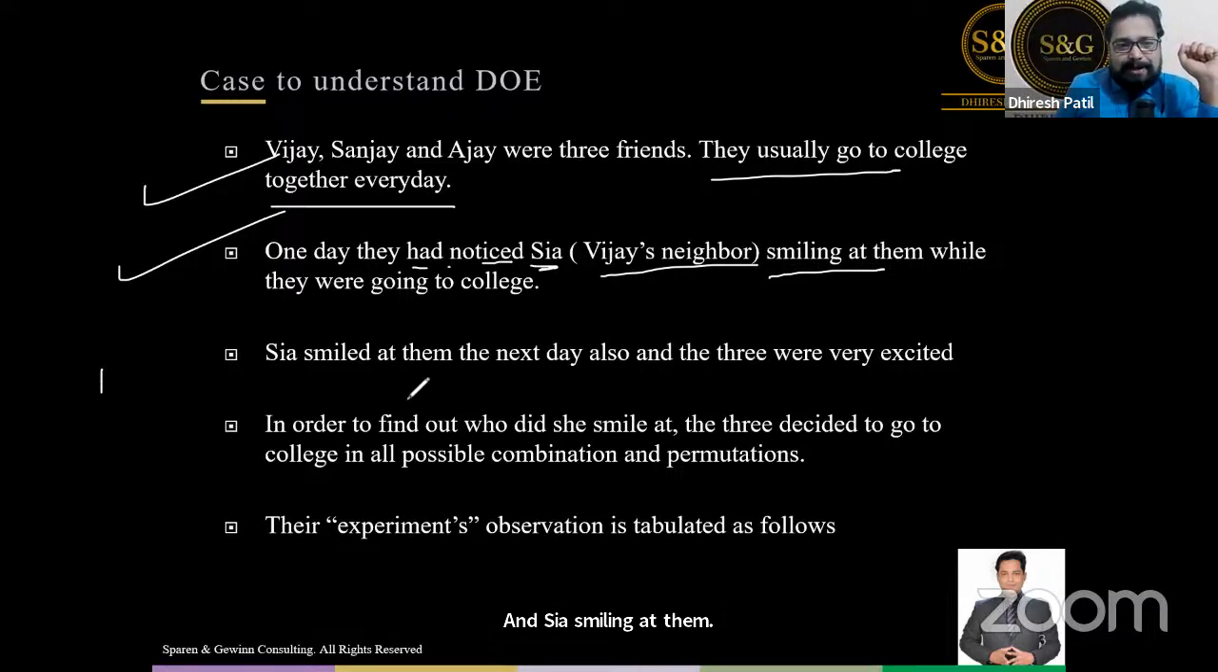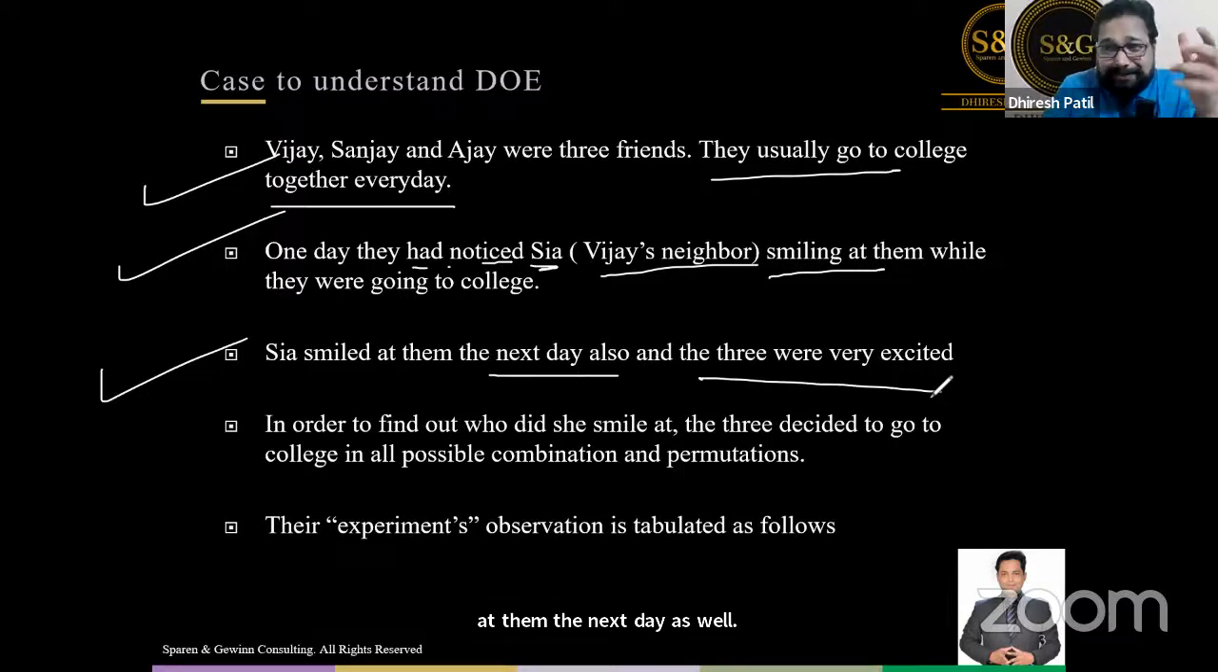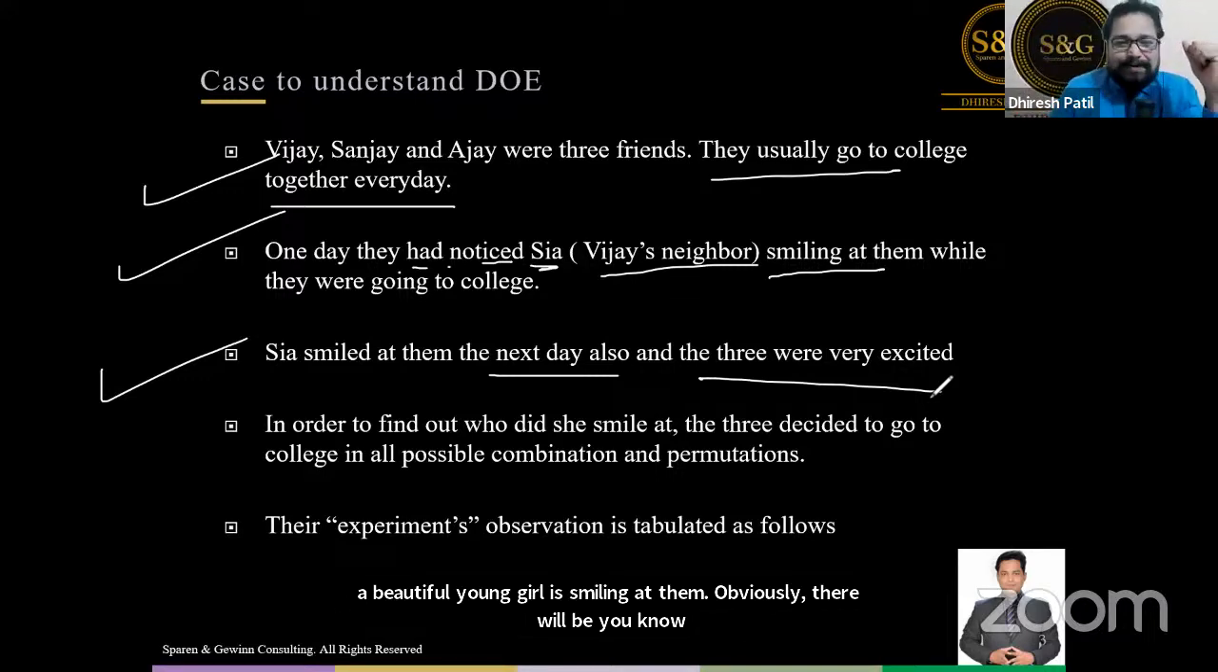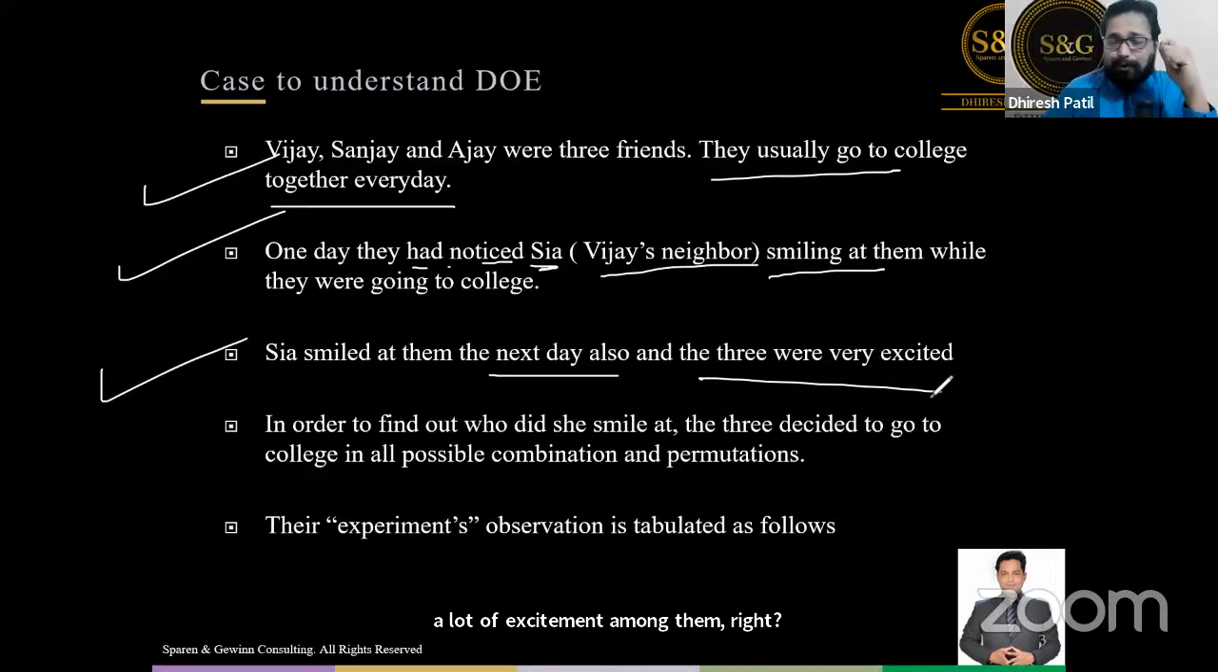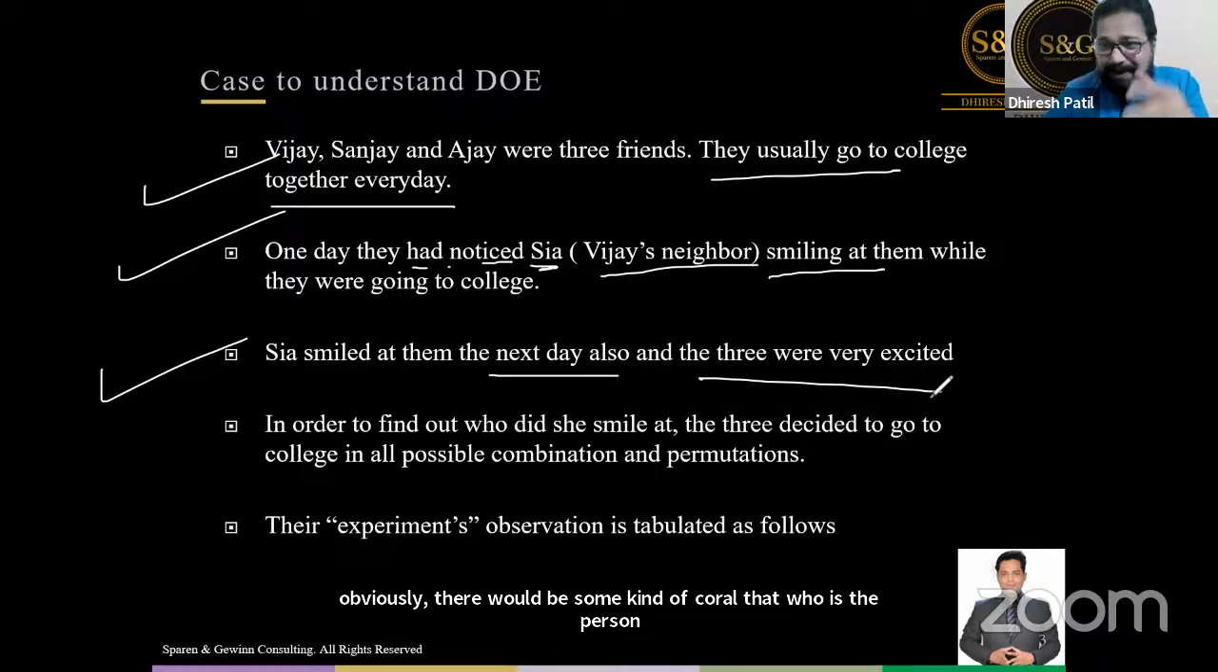Now, Sia smiled at them the next day as well. And the three of them were excited, obviously. It was their teenage years, and a beautiful young girl is smiling at them. Obviously there would be a lot of excitement among them, right? And obviously there would be some kind of quarrel about who the person is. Is it Vijay? Is it Sanjay? Is it Ajay?